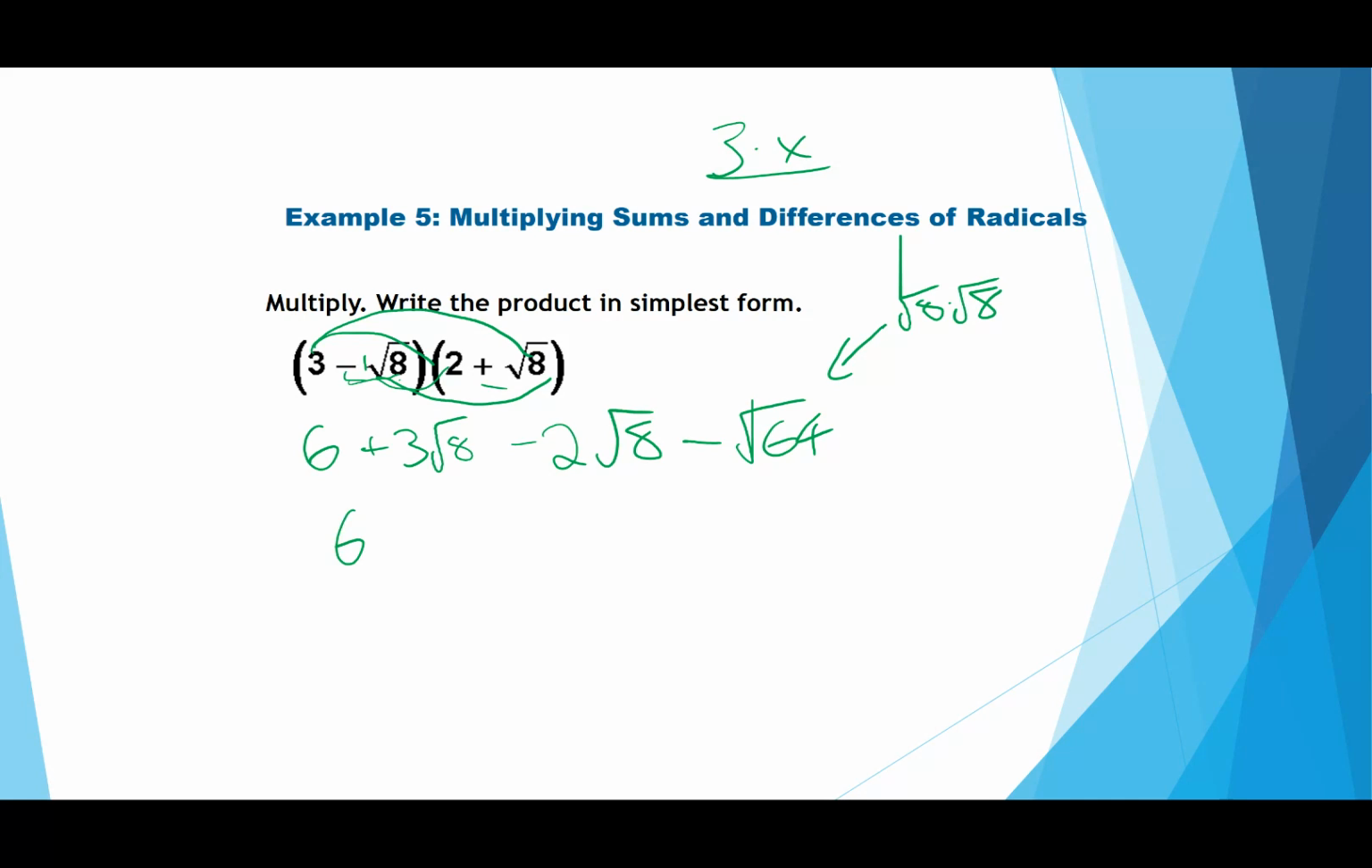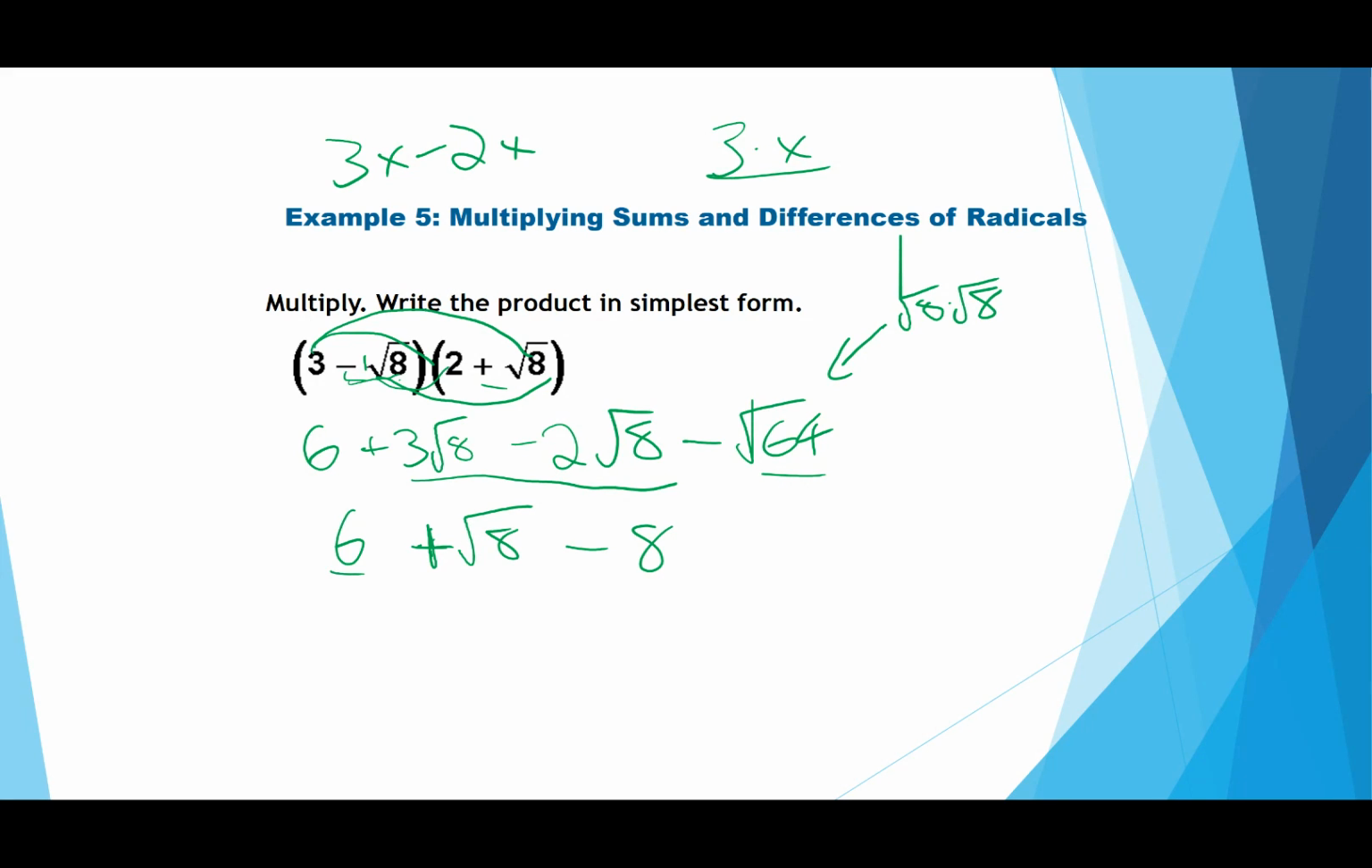I'll keep that 6 alone for now. I know these two terms are like radicals. I can combine them. So 3 minus 2, it's just the same as if it was 3x minus 2x. It would be 1x. So here we will simply have just 1 square root of 8. I'm just going to write square root of 8. And the minus square root of 64, we can simplify the square root of 64. Square root of 64 is perfect, so that is just 8. So we have 6 plus square root of 8 minus 8.